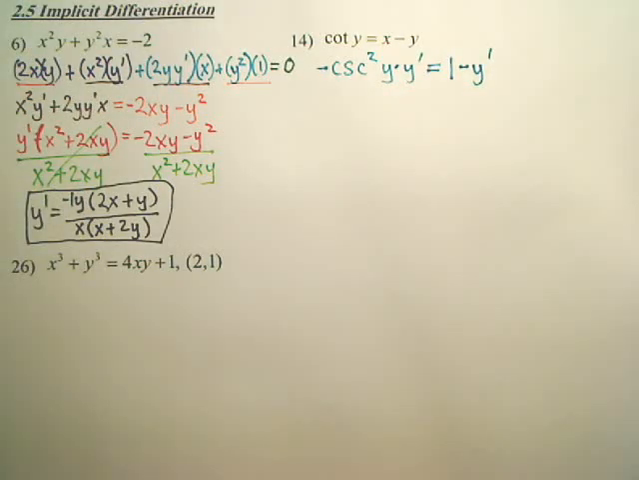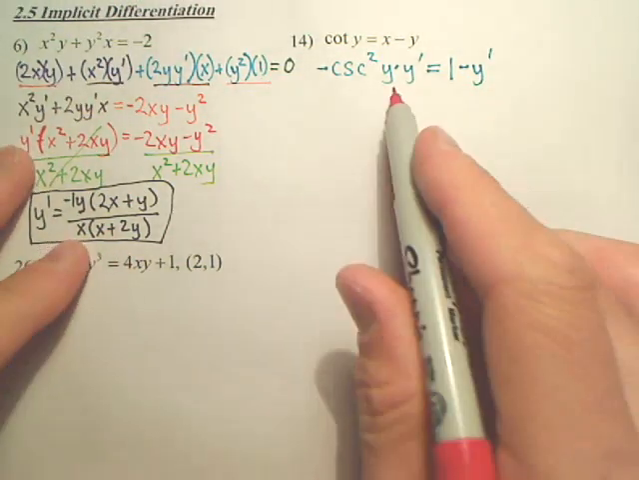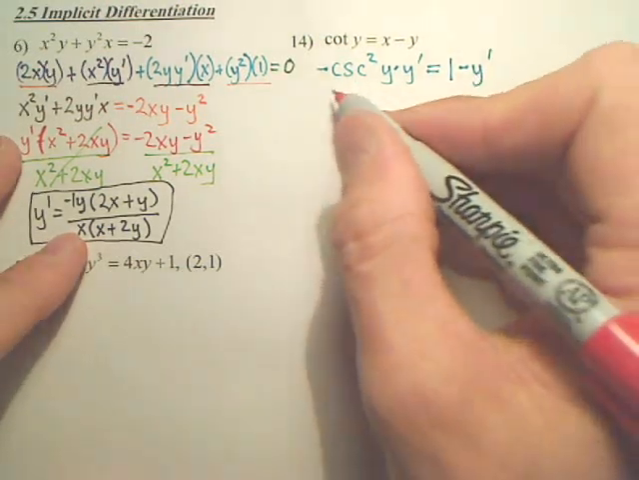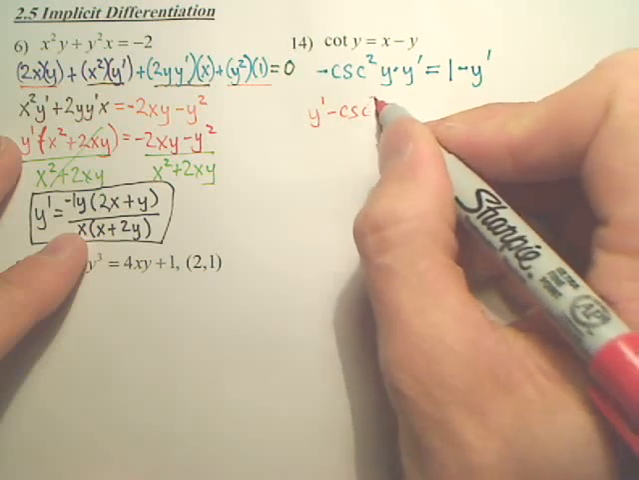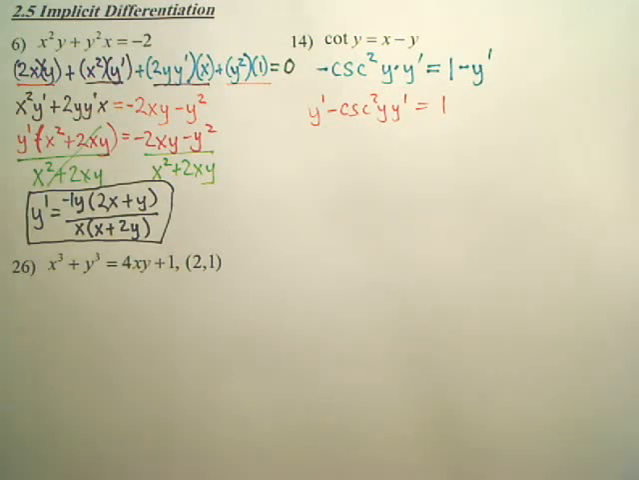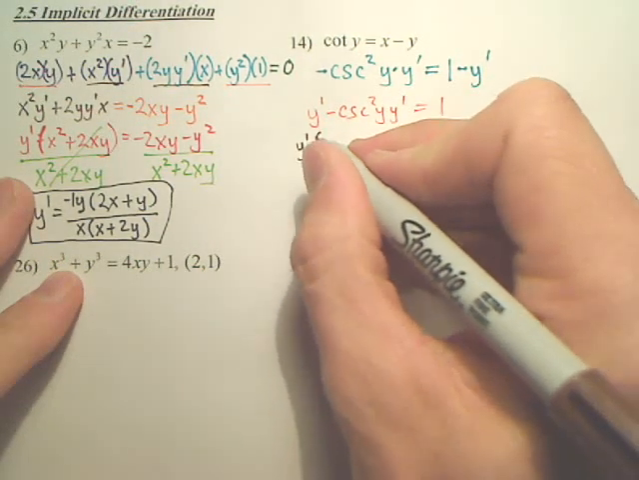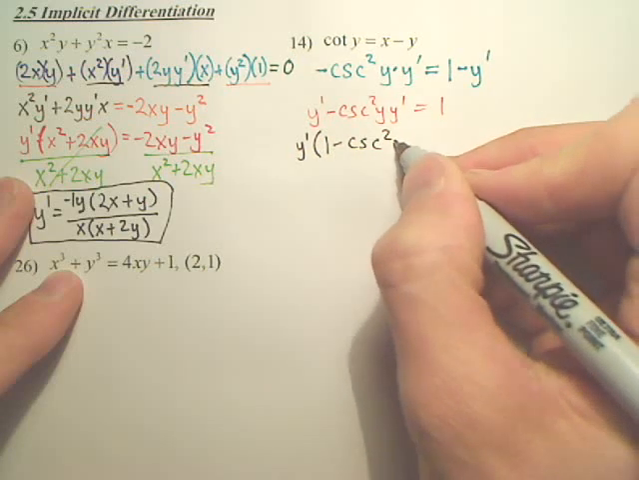Okay. There's different options. Could you move this over to this side? Yeah, you can move it either way you want. I'm going to add this y over, so I get y prime minus cosecant squared y prime equals 1. Remember, you got to get y primes on one side. Now our next step is pull out a GCF of y prime. 1 minus cosecant squared y.